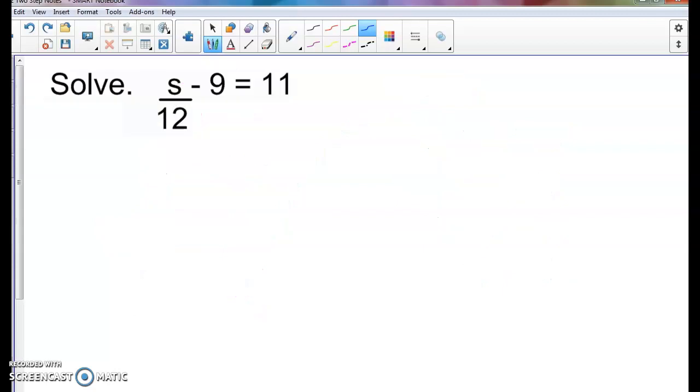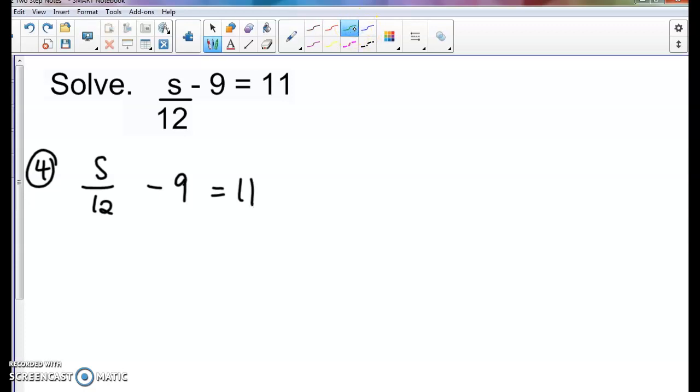All right, next example we have. This one's a lot like the one we just saw, and all we're doing is being asked to solve s over 12 minus 9 equals 11. Go ahead, work ahead of me if you feel confident, and check your answers with me. Make sure you're all good.